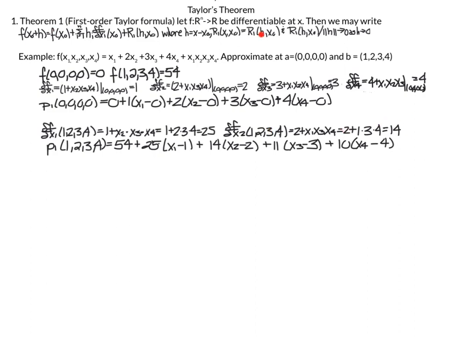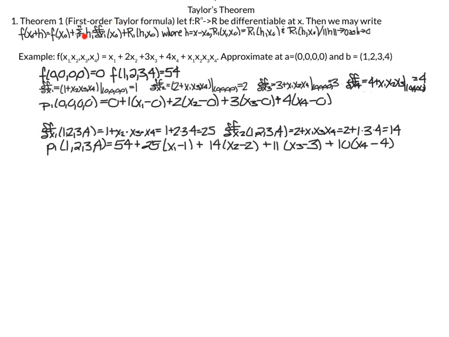Now plugging into this formula, I just want to make sure we understand this part of the formula. So our approximation is going to be f at x naught, which we had calculated here, which is 54. And then we're going to take the sum from 1 to n. That's the number of variables we have. So we have 1, 2, 3, 4 variables, so we're going to have 4 more terms from this summation.